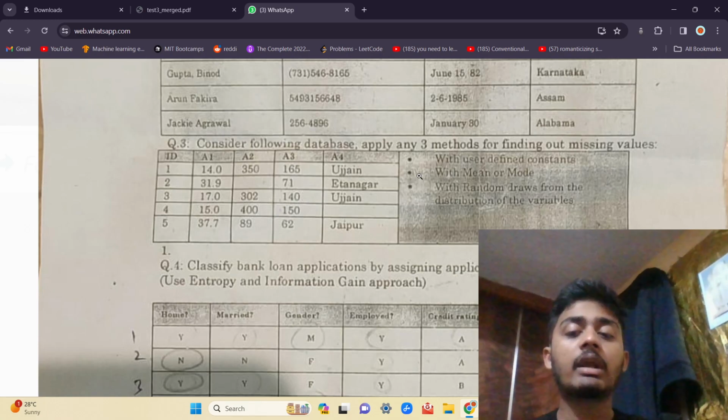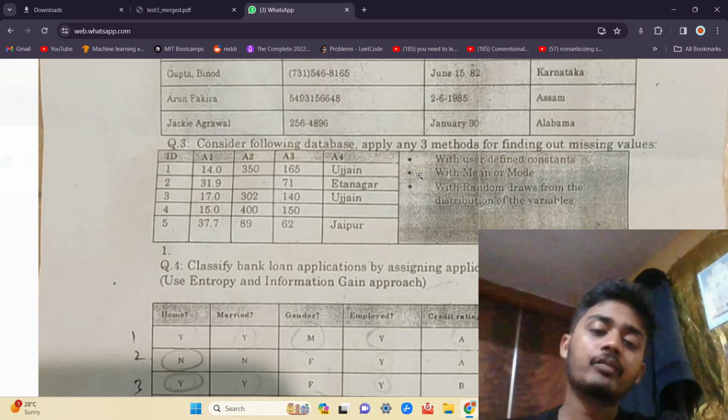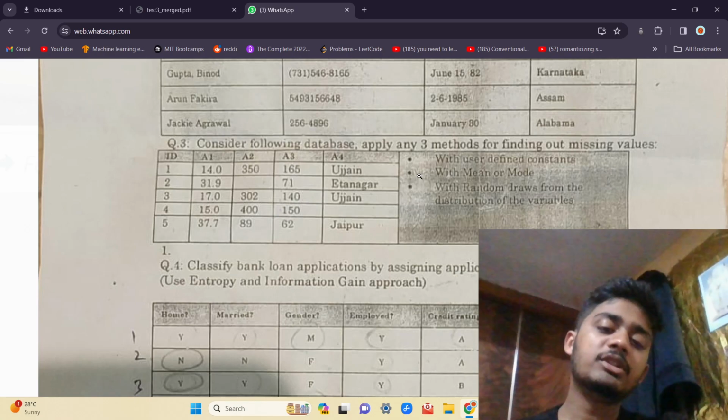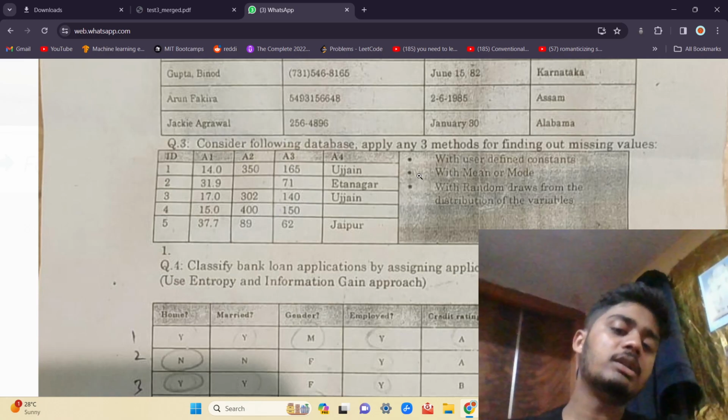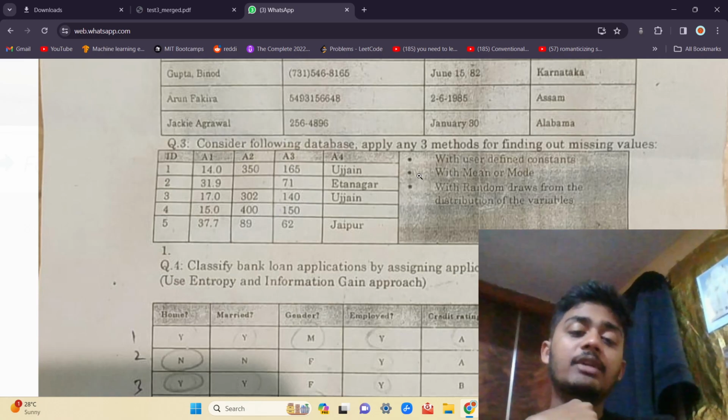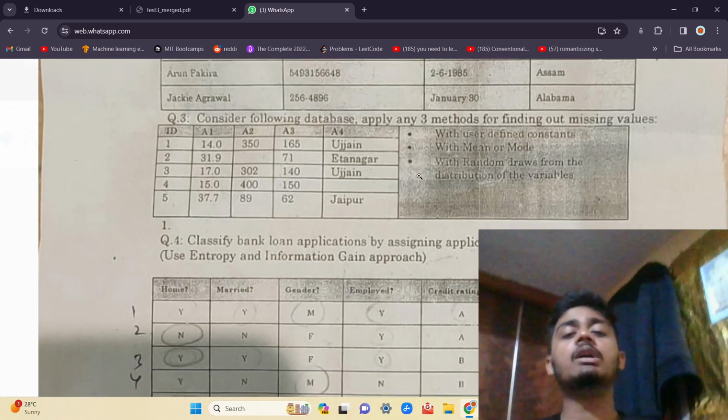Now the third one is a random draw from the distribution of variables. We can draw any random values from the distribution. For example, in this missing value we can write Ujjain or Itanagar or anything, and from here also we can write 302, 400. So with these 3 methods we can find out the missing values for these data sets.